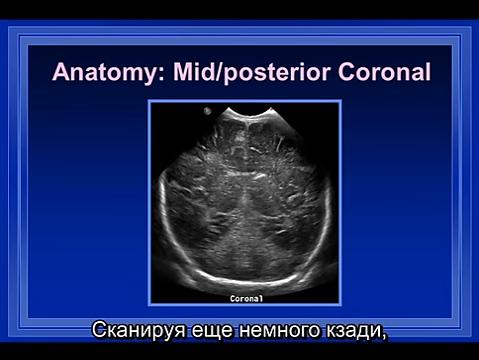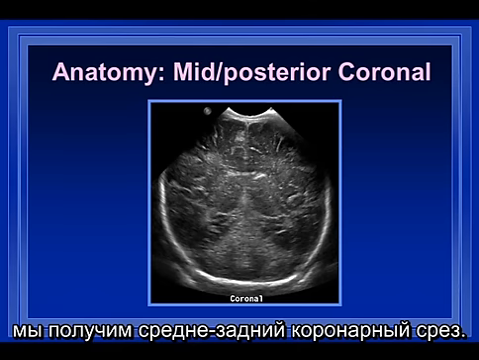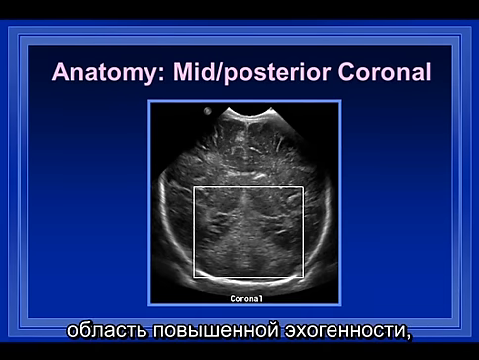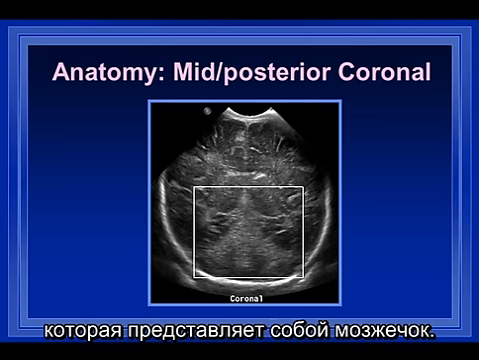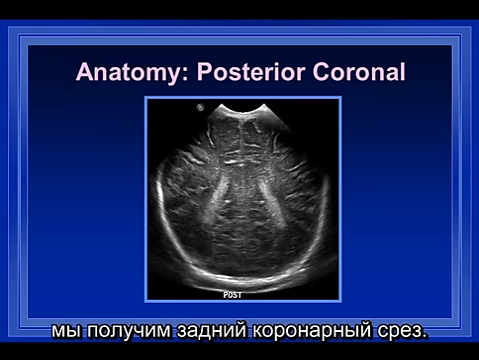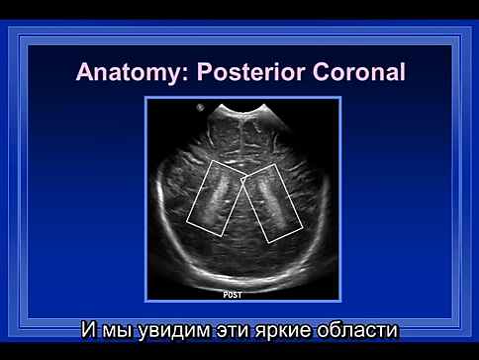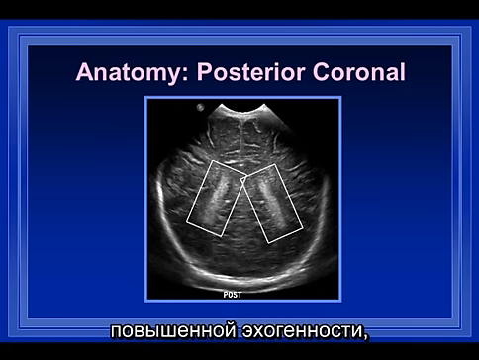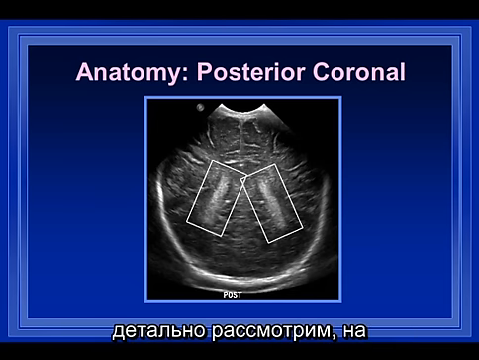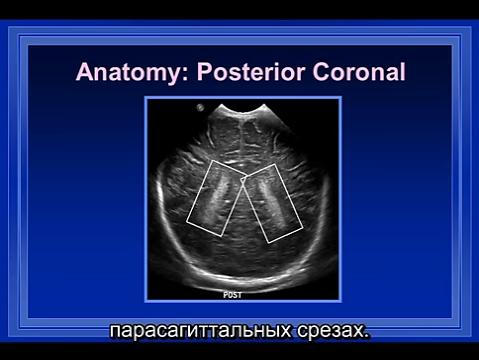A little bit more posteriorly, we get to the mid-posterior coronal view. Note in this view that we see this pie-shaped area of bright echogenicity that represents the cerebellum. A little bit farther back, we've reached the posterior coronal view, and we see these bright areas of increased echogenicity that are the glomi of the choroid plexus, which we'll look at in more detail when we look at the parasagittal views. These are generally quite symmetric.